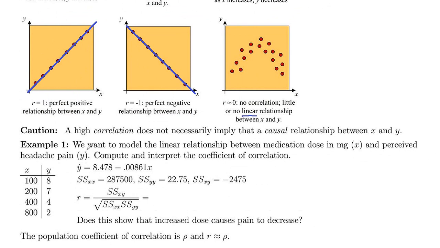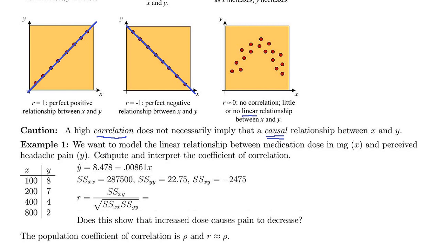Now, just a word of caution here: a high correlation does not necessarily imply that there is a causal relationship between the two variables x and y. R just measures association. It doesn't measure cause and effect. So correlation measures association. We'd have to have a designed experiment where we're controlling x and controlling for confounding variables to show that we have a causal relationship.